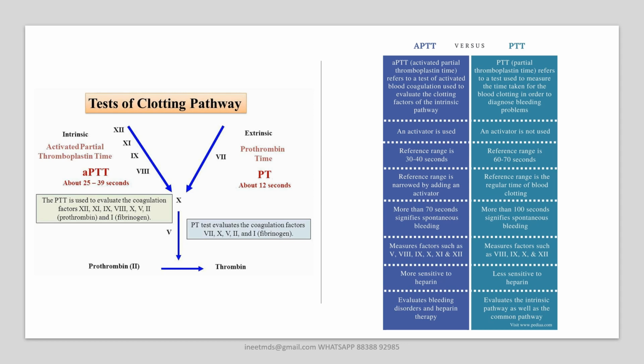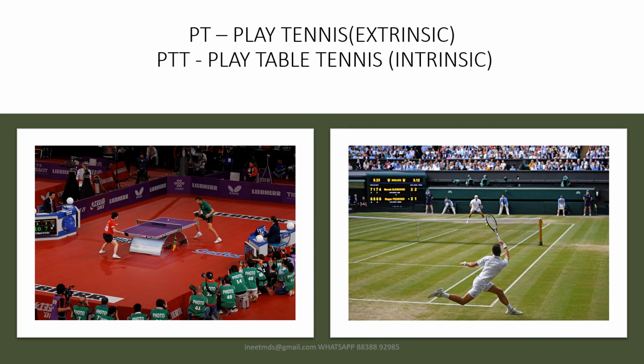Now, there is a difference between APTT and PTT. APTT is activated partial thromboplastin time whereas PTT is partial thromboplastin time. But both APTT and PTT are mainly used for the intrinsic pathway whereas PT is used for the extrinsic pathway. To remember them, you can use the mnemonic: PT is play tennis, extrinsic. Extrinsic means outside. Tennis is an outdoor game whereas table tennis is an indoor game. So, PTT, play table tennis, intrinsic pathway; PT, play tennis, extrinsic pathway. You can easily remember them by this mnemonic.